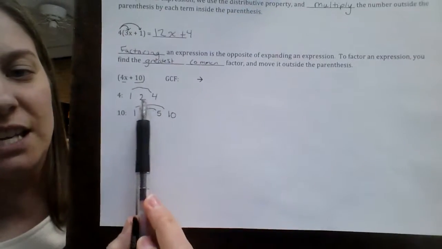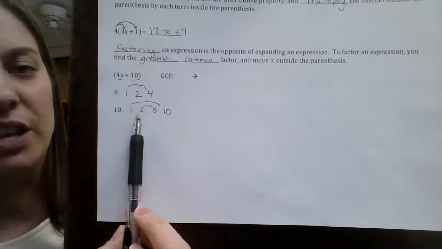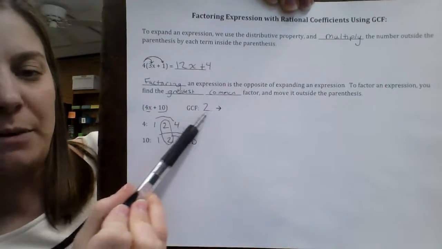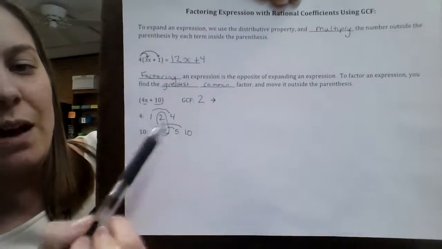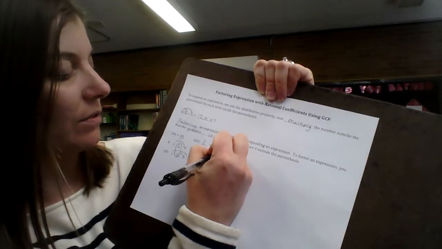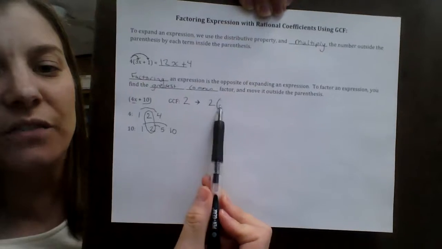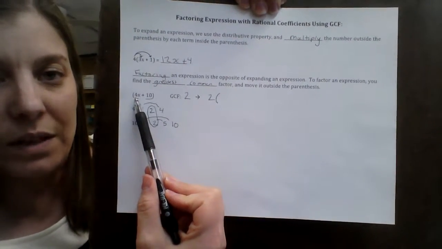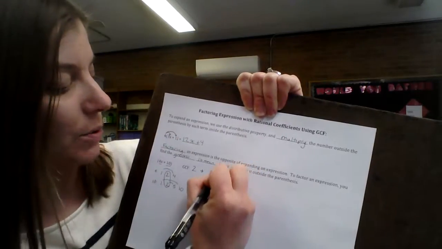Now if you look at these, the greatest factor they have in common is 2. So the GCF, the greatest common factor, is 2. So now we're taking 4x plus 10, and what we're doing is we're putting the greatest common factor on the outside. So now we have to ask ourselves, 2 times what would give me 4x? Well, 2 times 2 is 4, so we're going to put a 2, and then we need that x.